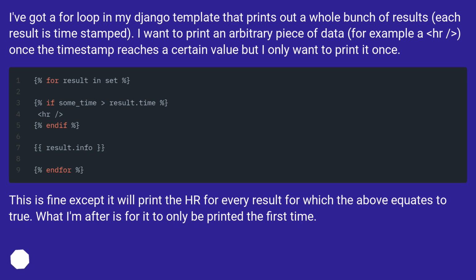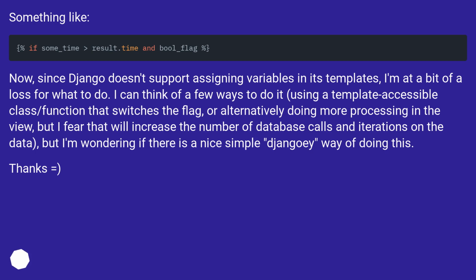This is fine, except it will print the hour for every result for which the above equates to true. What I'm after is for it to only be printed the first time. Something like.